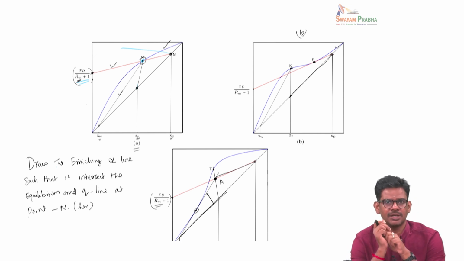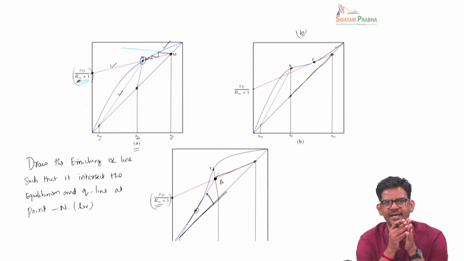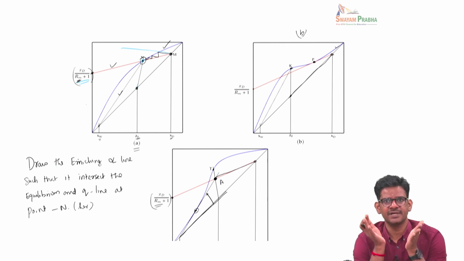So minimum reflux ratio corresponds to an infinite number of theoretical stages, because in this case, if I start drawing the number of stages, you see that as I go close to point N, the driving force vanishes. So the number of equilibrium stages would go to infinity. Okay, so the consequence of operating the distillation column under a minimum reflux ratio would mean that the number of theoretical stages is infinite.